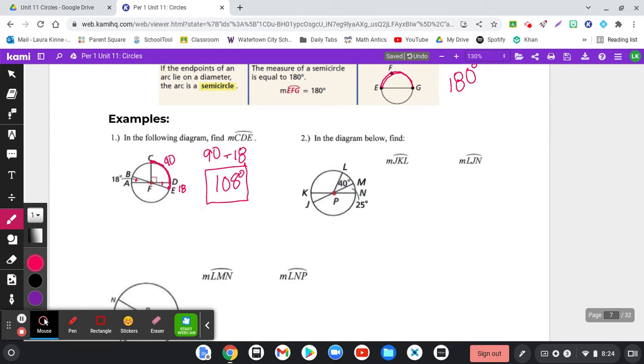And you measure an arc just like you would an angle, with degrees. Okay, on the next one, I just want to point out that we do have a diameter here, so that 180 is going to come into play. So JKL, let's highlight that. Well, do you notice how this is also a diameter? So JKL is this region here. I can just take and subtract 180 and 40 to get that measure.